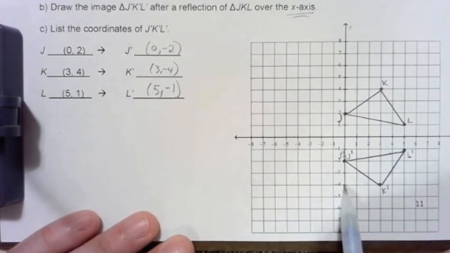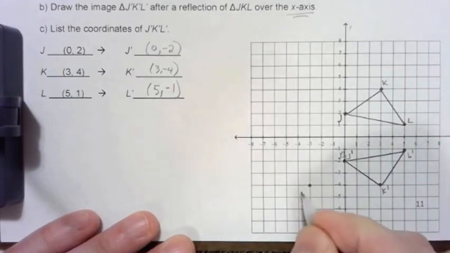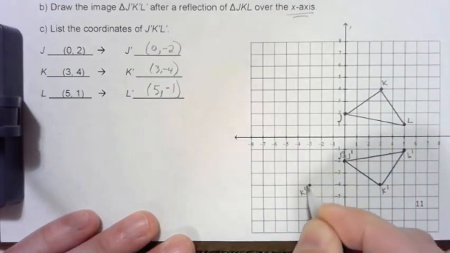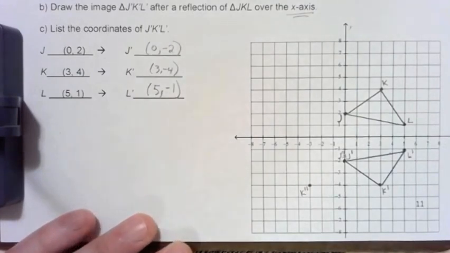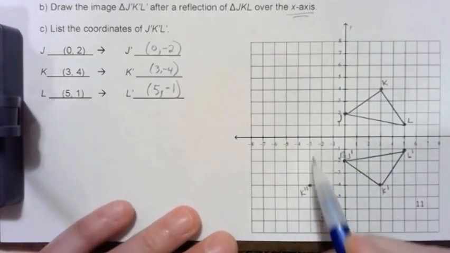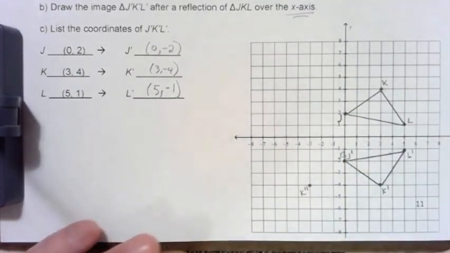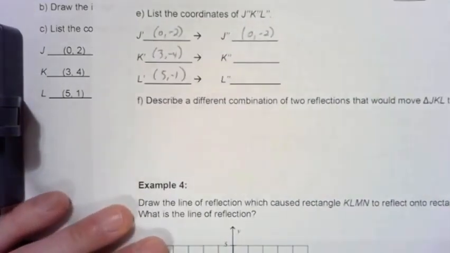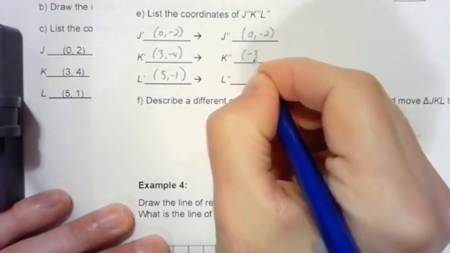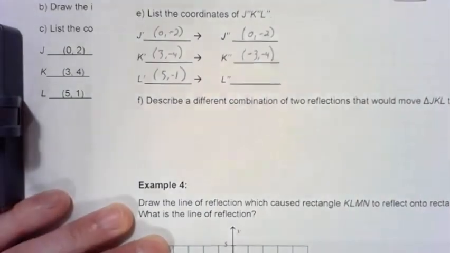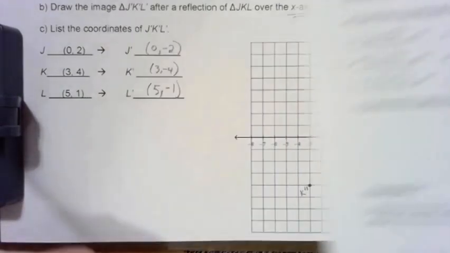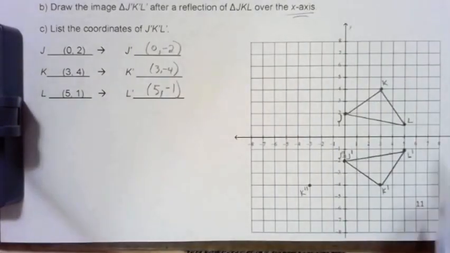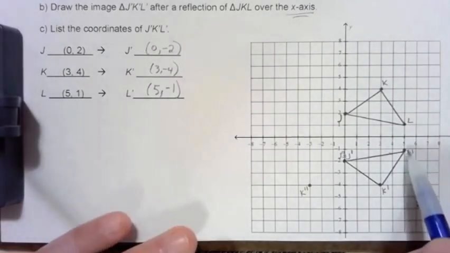So K double prime is going to be 1, 2, 3 units to the left of the y-axis. So that's K double prime right there, and its coordinates are at -3, -4. So let's go ahead and write those in now. -3, -4.